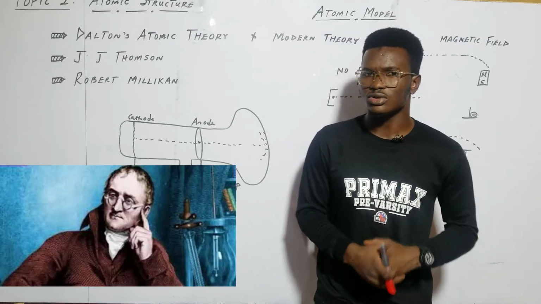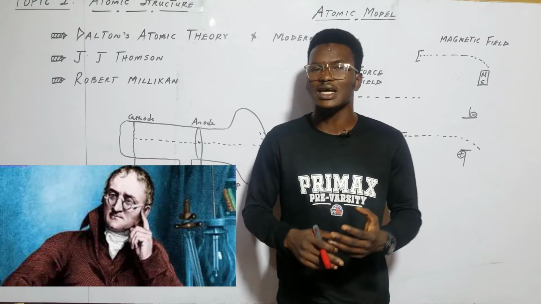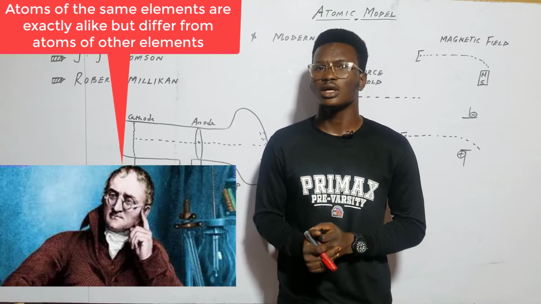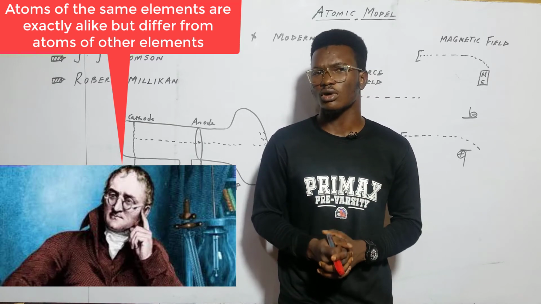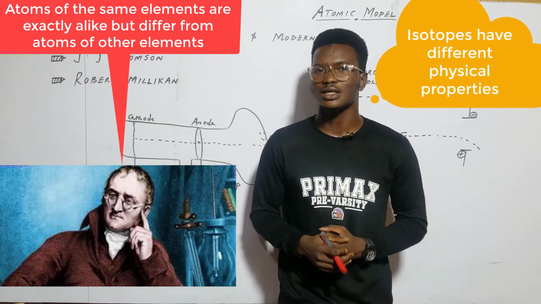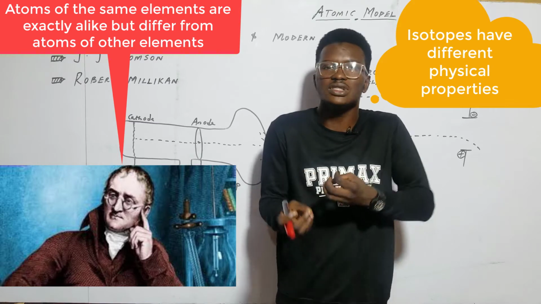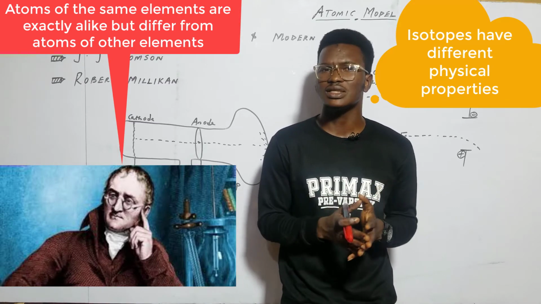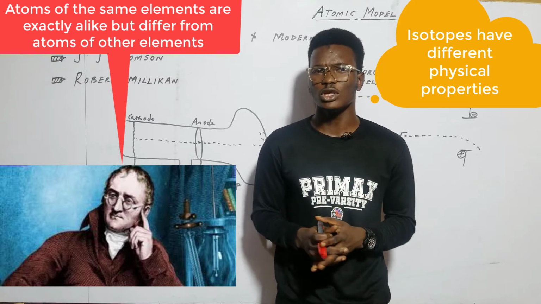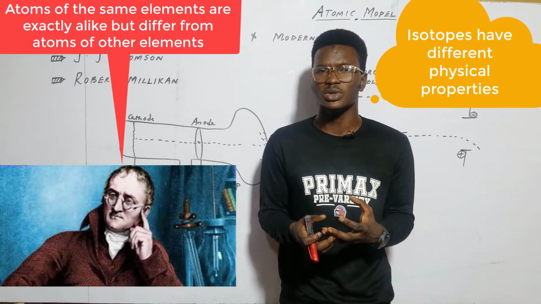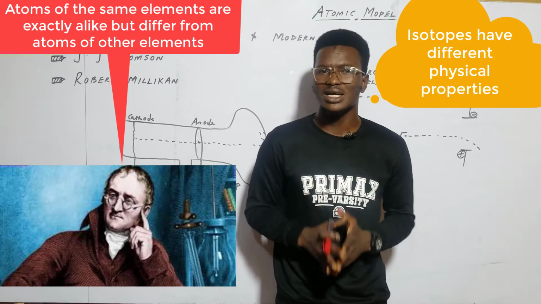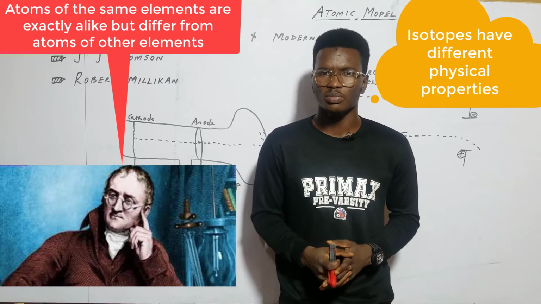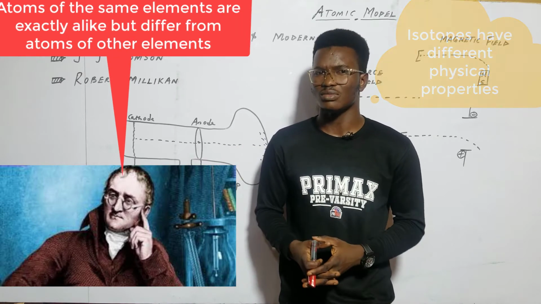Now, John Dalton also said that atoms of the same elements are exactly alike in every aspect. Is this theory still true today? Due to the discovery of isotopes, it was found that atoms of the same elements are not exactly alike in every aspect. Atoms of chlorine-35 and chlorine-37, even though they have the same atomic number, exhibit the same chemical properties, but due to difference in their masses, one is heavier than the other, so they do not exhibit the same physical properties, even though they are atoms of the same element.